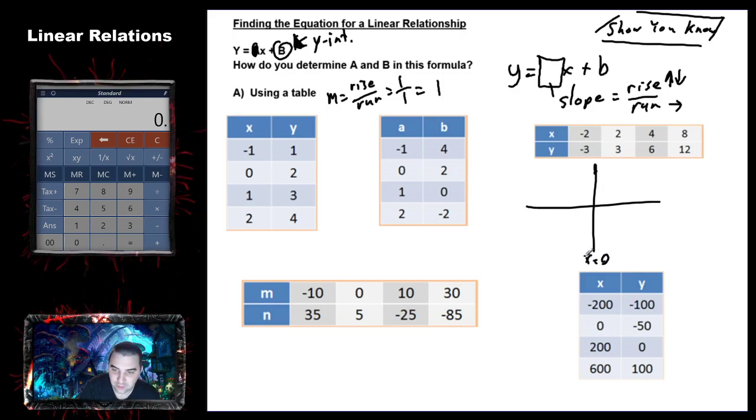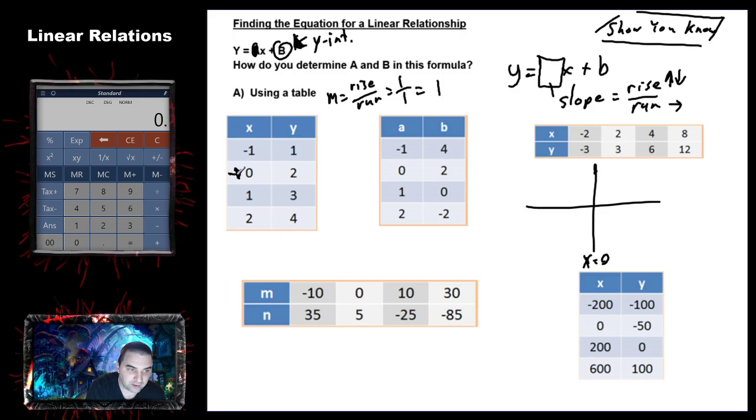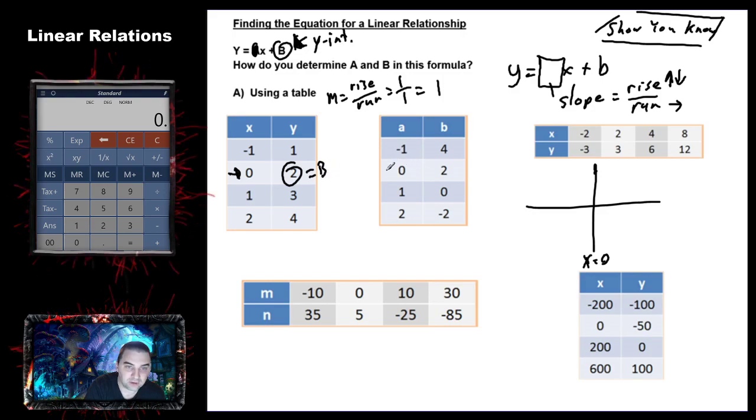This is my favorite, because when x is equal to 0, everything, well, not always, but usually, things are very easy. So let's look at our table here. We can spot x is equal to 0 right here. So already we can just say our y-intercept, our b, is equal to 2. Here, same thing. There's our y-intercept, because x is equal to 0. So our b is equal to 2.